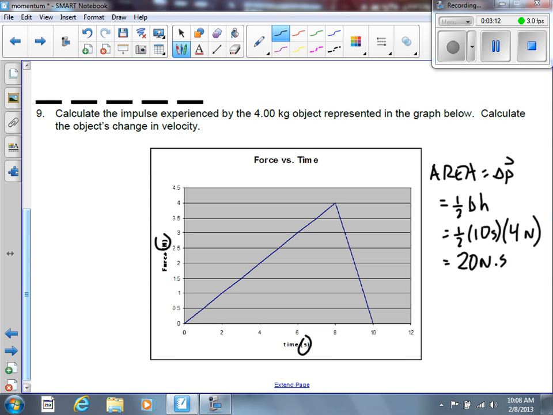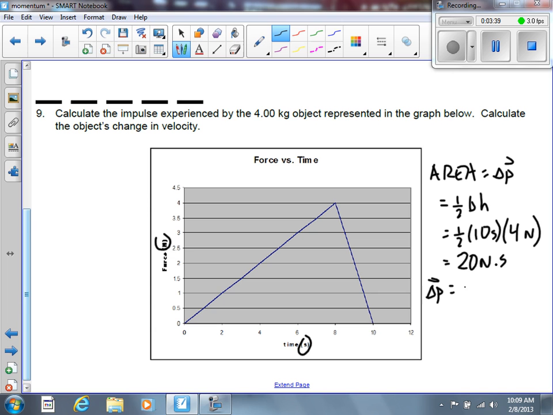Don't get mixed up with this and think back to whenever you learned area in grade 6 or whatever it was, and say, oh, it's 20 meters squared. It's 20 meters squared if your 2 axes are meters and meters. But when we've got newtons and seconds, then of course the area of that is going to be newtons times seconds, which is impulse.